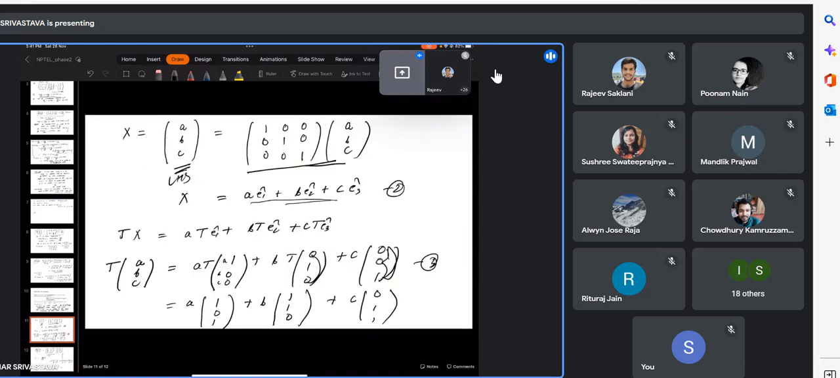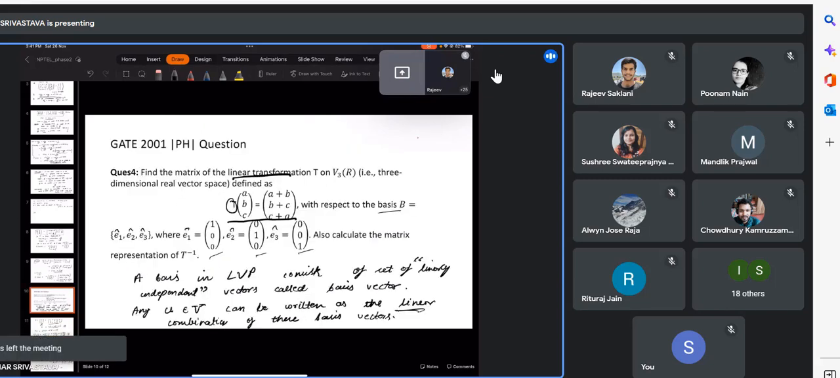So this T represents the linear transformation matrix, which when acts on ABC produces this kind of transformation. So yeah, this is a kind of question which rarely comes, but it is important to understand linear vector space. So this is what I had to cover in today's class.